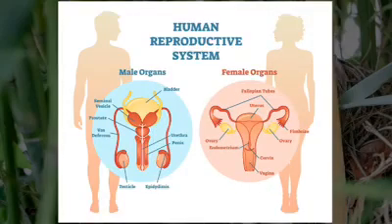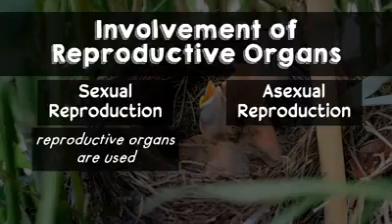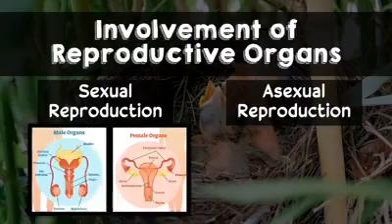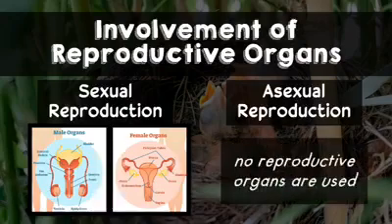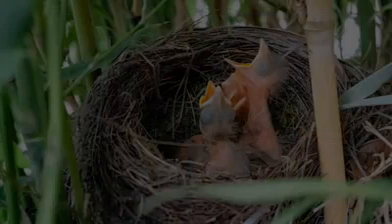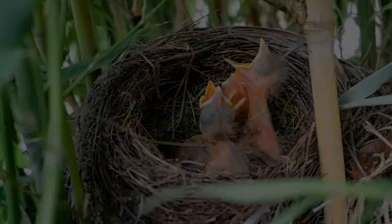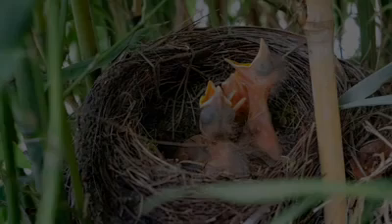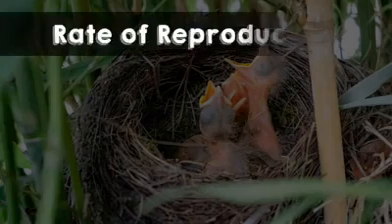Now class, always take note that in sexual reproduction, male organs and female organs are used, while in asexual reproduction, no reproductive organs are used. So by now, we have seen that sexual reproduction is more complex than asexual reproduction. And of course, this greatly affects the rate of reproduction in sexually reproducing animals.